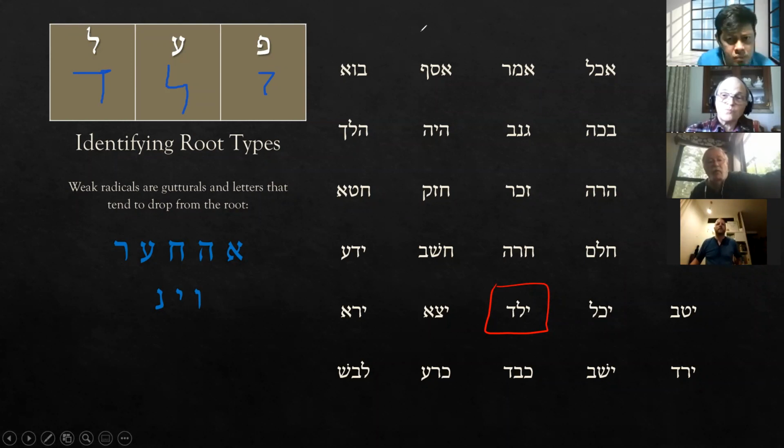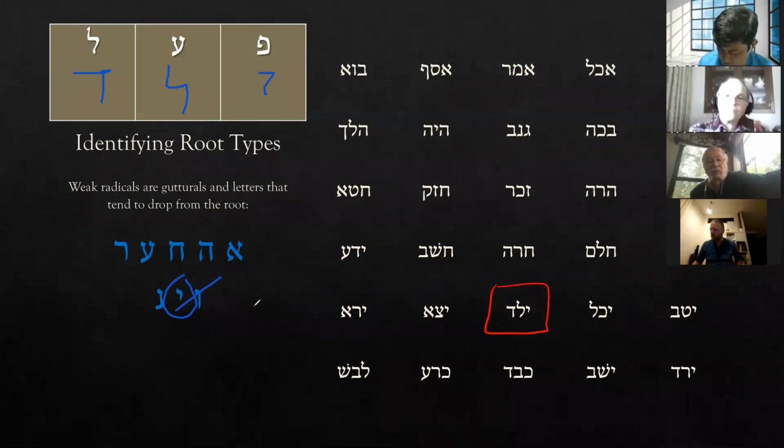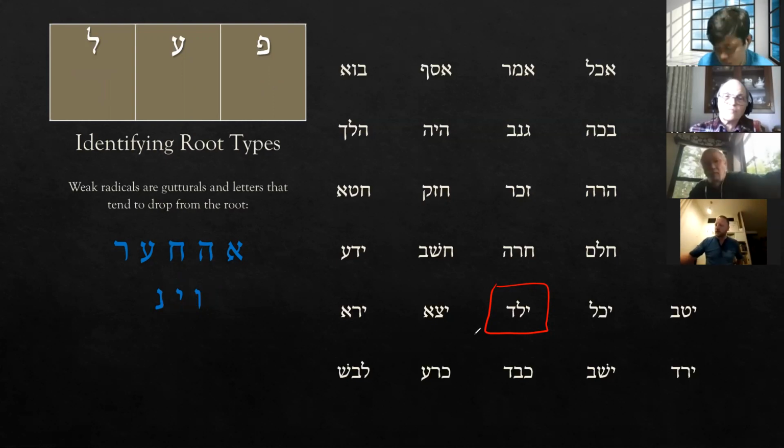Should be a pey yod. Why would you choose pey yod? Because the yod is under the pey, first root letter. Yeah, and yod is one of those letters that disappears. Right? Fantastic. What this means is this root will do special things because that yod is in the beginning.